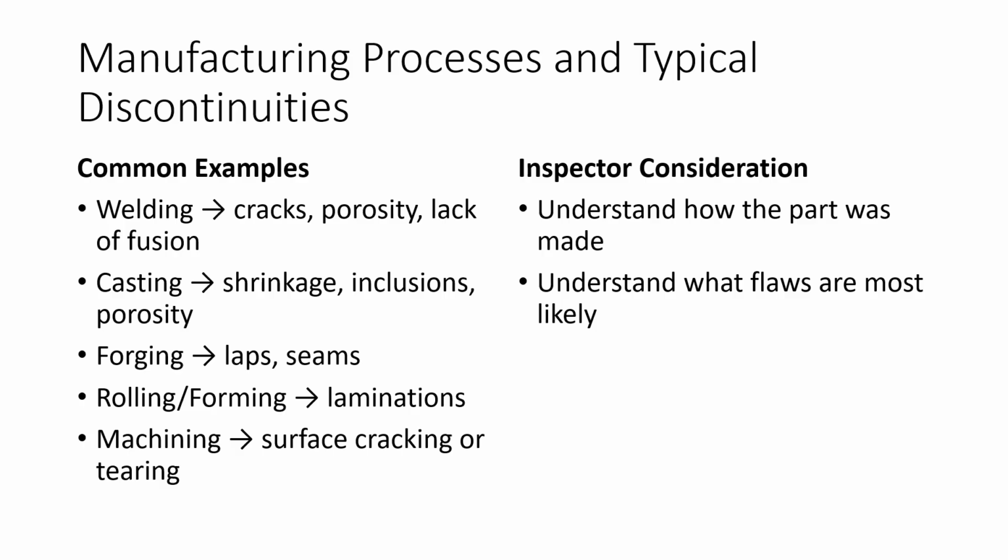With welding, cracks, porosity, lack of fusion. These are things we can reasonably expect to see. Forging, you're going to have laps and seams. You're probably not going to have a lot of porosity or lack of fusion in forging. Rolling, you're going to get laminations. You're probably not going to get a lot of tungsten inclusions in rolling and forming. Machining, you're going to get surface cracking and tearing, depending on what you're doing.